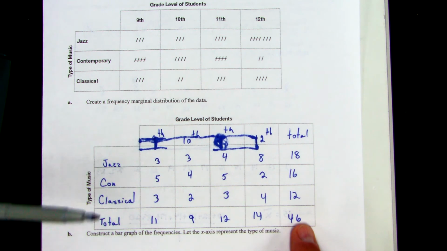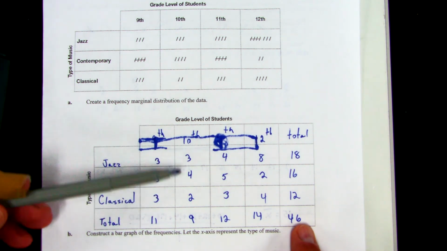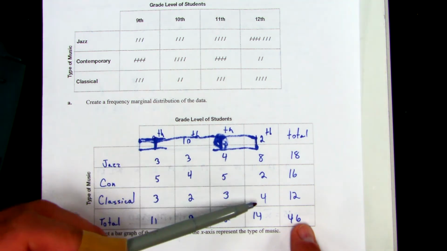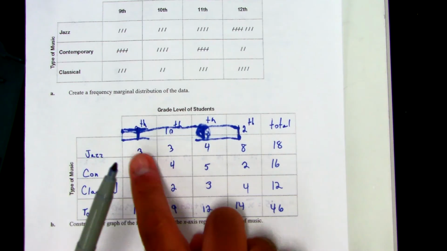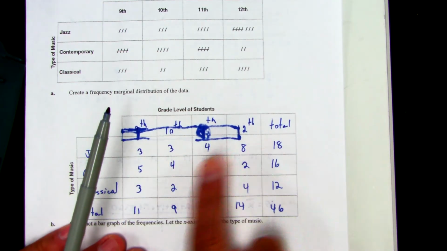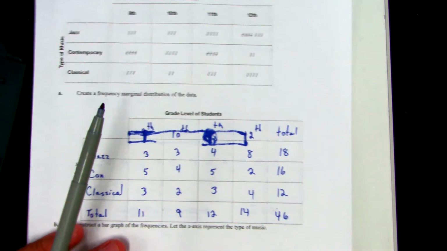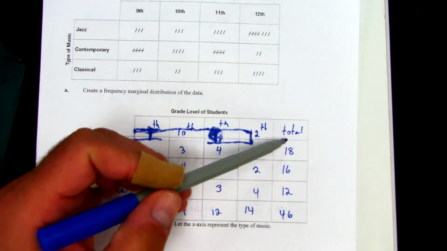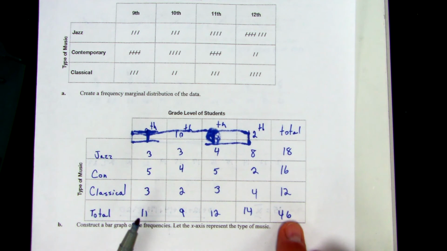You had a calculator, so you were just supposed to add up 3, 5, and 3 is 11, 3, 4, and 2 is 9, 4, 5, and 3 is 12, 8, 2, and 4 is 14, and then you add the totals going this way, because that's what a total is. Going this way, and down. The number you get when you add across should have matched the number when you added down, which was 46. And some people had 47.